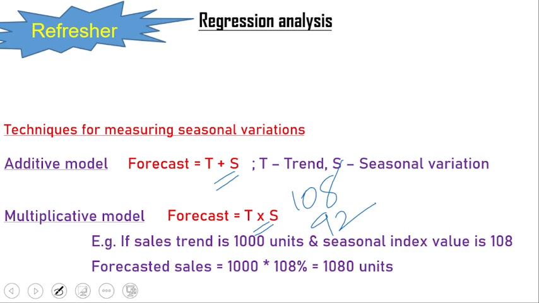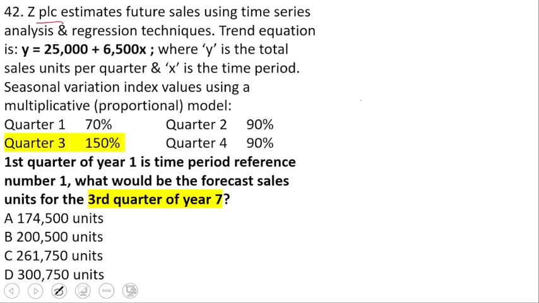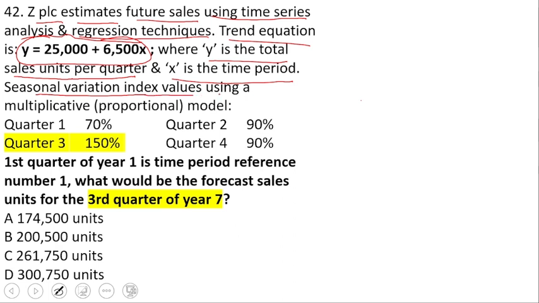Now let's tackle the next question. ZPLC estimates future sales using time series analysis and regression techniques. Trend equation is y is equal to 25,000 plus 6,500x, where y is the total sales in units per quarter and x is the time period. Seasonal variation index value using a multiplicative model is given. So they have given the index for each quarter.